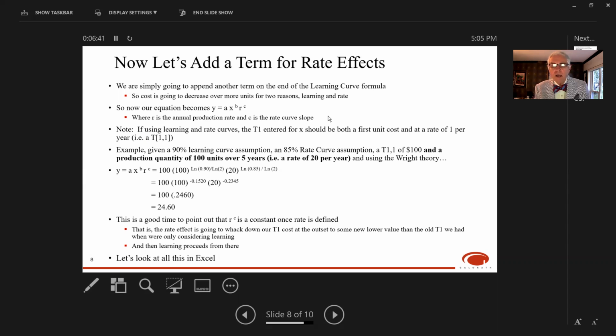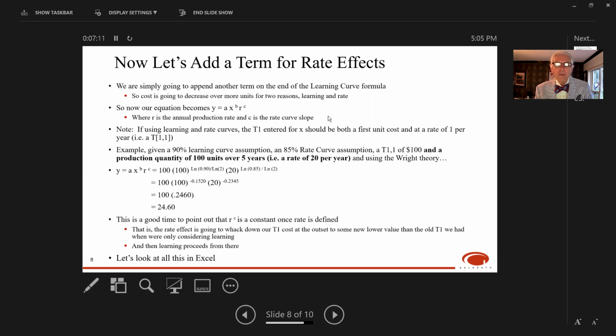So first we'll use the Wright theory. We see 100 times the 100 quantity raised to the logarithm of 0.9 over the logarithm of 2. We see the 20 there for the annual production rate of 20 being raised to the logarithm of 0.85 over the logarithm of 2. And when you grind through that math, you'll get an average unit cost of 24.6, which is less than what we were getting taking into account learning only.